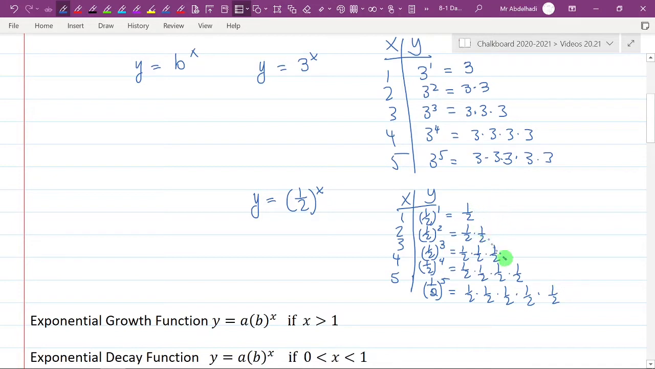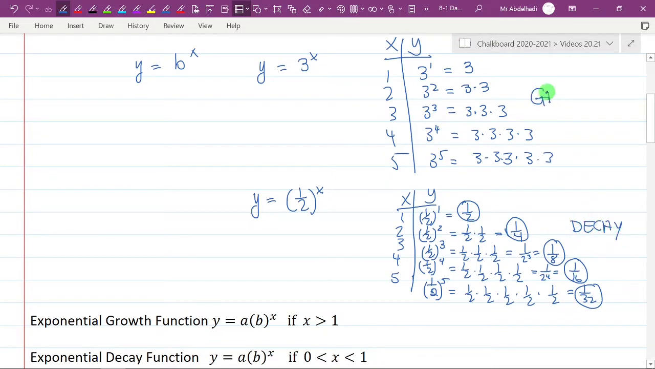So the question is, are these getting bigger or smaller? 1/2, think about a pizza, is half a pizza. But then what's 1/2 times 1/2? Isn't that 1/4? Isn't that less pizza, right? It's a smaller number. So you're starting off with 1/2, now you're at 1/4. 1/2 times 1/2 times 1/2 is 1 over 2 to the 3rd power, which is 1/8. This is 1 over 2 to the 4th power, which is 1/16. And this is 1 over 32. These are getting smaller. So this is what we call decay, exponential decay.